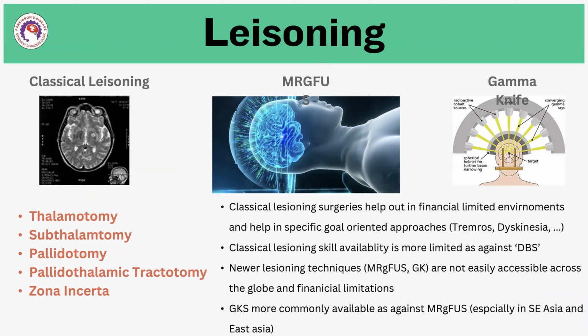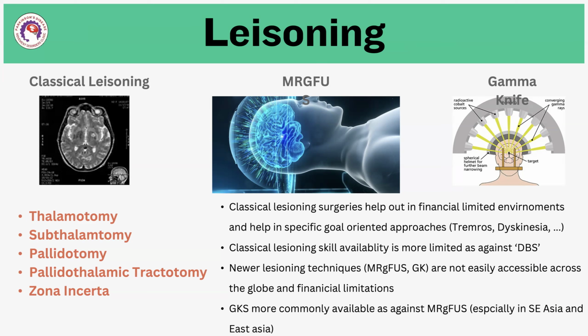Now coming to other surgical therapies other than DBS. Other surgical options include classical lesioning, which includes thalamotomy, subthalamotomy, pallidotomy, pallidothalamic tractotomy, and zona incerta lesion. These are all different nuclei where we burn that part of the brain. And this is done by different methods.